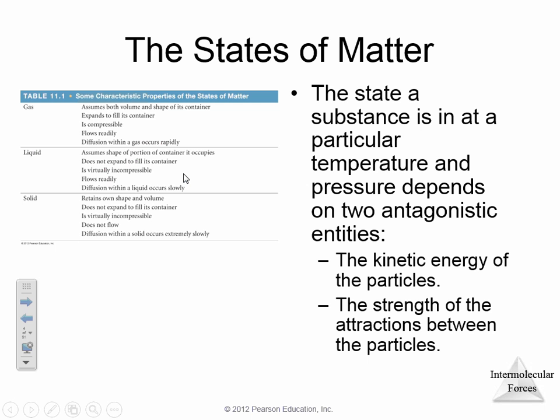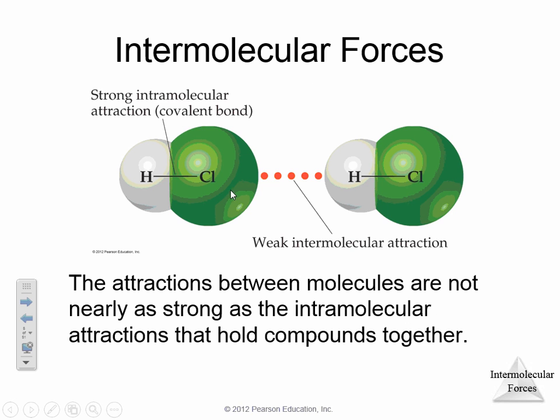For example, a liquid assumes the shape of its container, does not expand to fill its container, is virtually incompressible, and flows. Those are common characteristics of liquids. A solid has its own shape and volume, does not expand to fill its container, is not compressible, does not flow, and diffuses extremely slowly. So just some ideas about matter. And then we talked about gases already in chapter 10. If you want to take a picture of that, go ahead, but it'll be good.